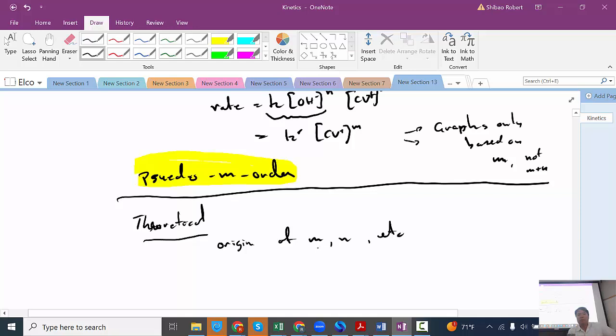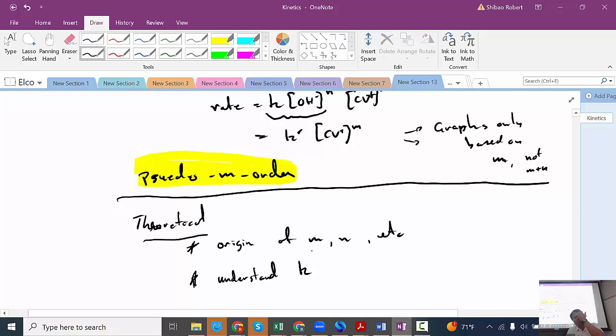Where do these numbers come from? They don't come from the balanced chemical equation, or do they? Sometimes they match, sometimes they don't. And so we want to figure out the origin of M, N, and then we want to understand K better. What is this rate constant? The bigger the rate constant, the faster the reaction, right? The smaller the rate constant, the slower the reaction. But what does the rate constant depend on? These are questions that we need to address at a deeper level.